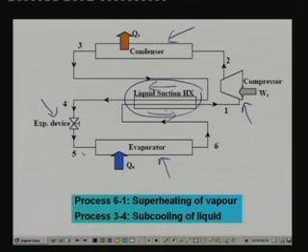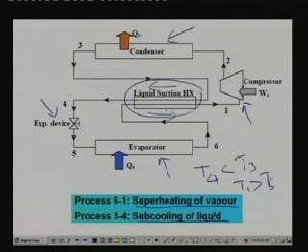And I will show you in the next slide that the temperature of the liquid that is entering into the heat exchanger is much larger than the temperature of the vapor that is entering into the heat exchanger. As a result, this liquid can exchange heat with the vapor. So the liquid becomes cooler and the vapor becomes hotter. That means if you look at the temperatures, T4, that is the liquid outlet temperature, will be less than T3 and T1 will be greater than T6. That means the liquid is getting subcooled and vapor is getting superheated. And as I have already mentioned, process 6 to 1 is superheating of vapor and process 3 to 4 is subcooling of liquid.